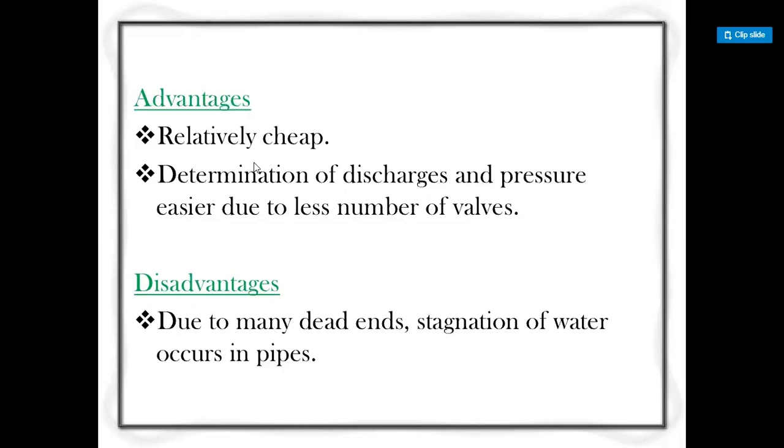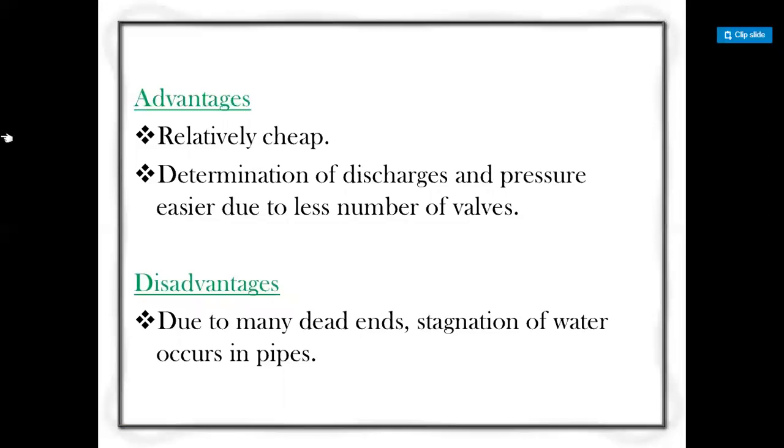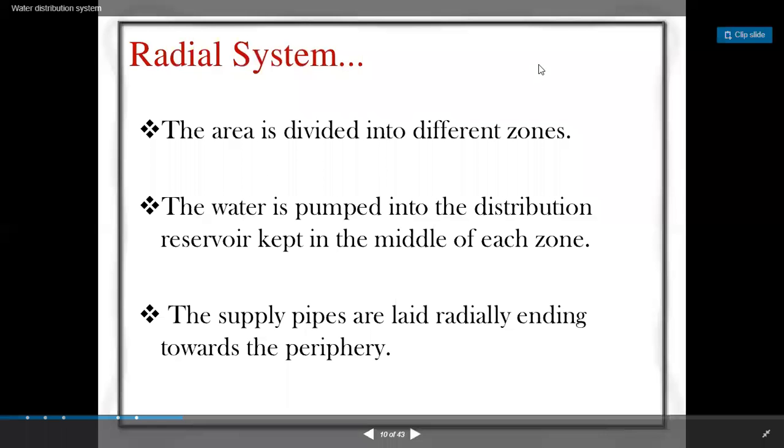Then the disadvantage is that due to many dead ends, stagnation of water occurs in pipes. That is, there are many dead ends in that system. Then stagnation of water occurs in the pipe, which means the flow of water is stopped at some times. It is called stagnation of water, and it is possible due to many dead ends. After that, the next system is the radial system.